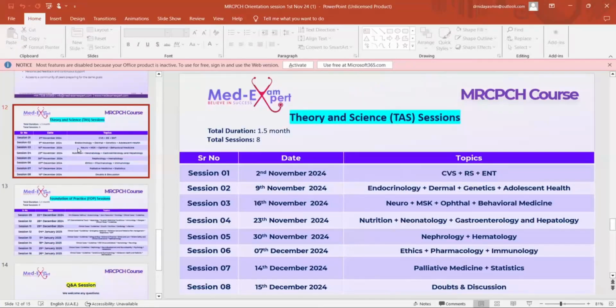Session 4 covers nutrition, neonatology, gastroenterology and hepatology. Session 5, on 30th November, covers nephrology and hematology. Session 6 covers ethics, pharmacology and immunology. Session 7 covers palliative care and statistics. And session 8, the last one, is for doubts and discussion. That's awesome.